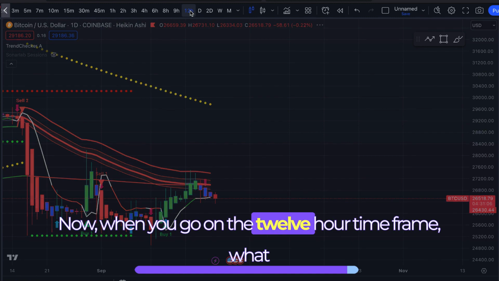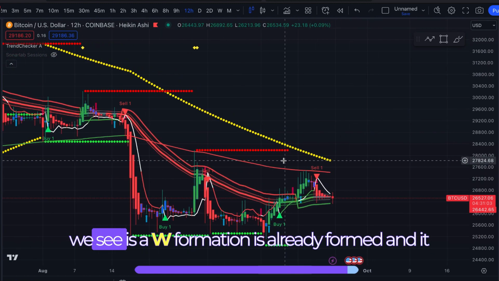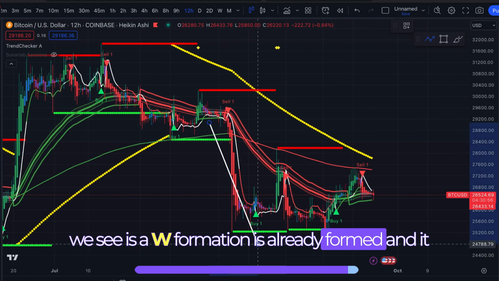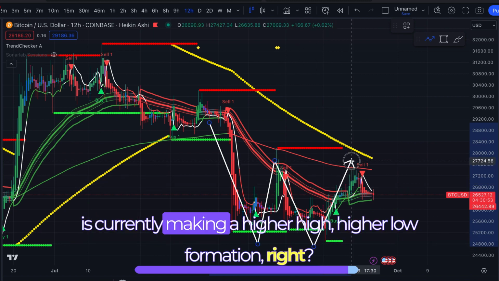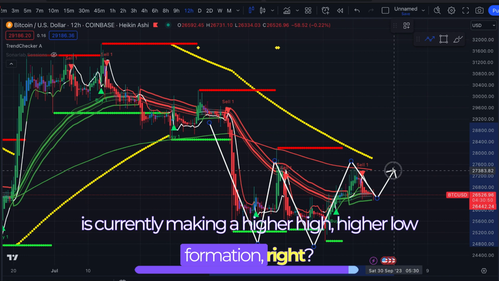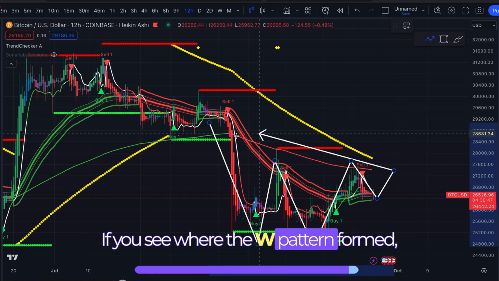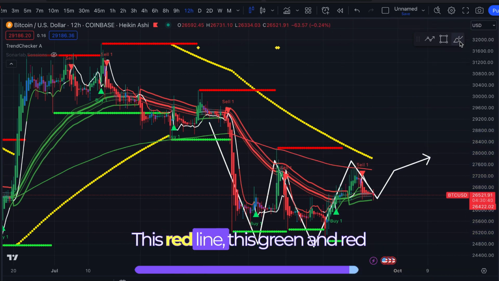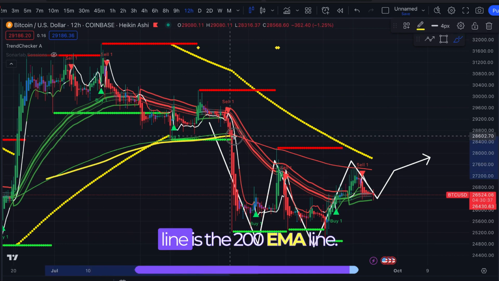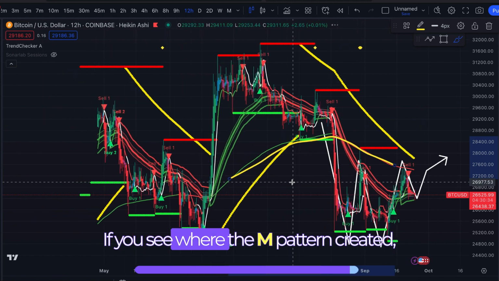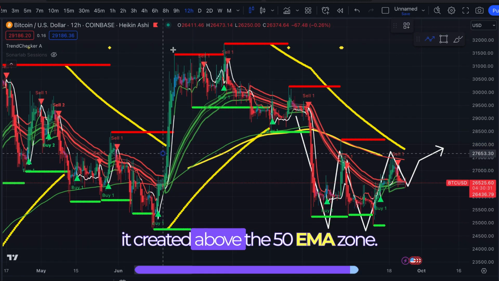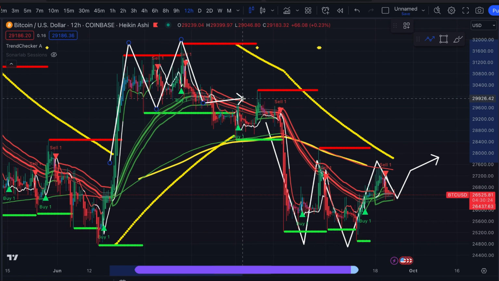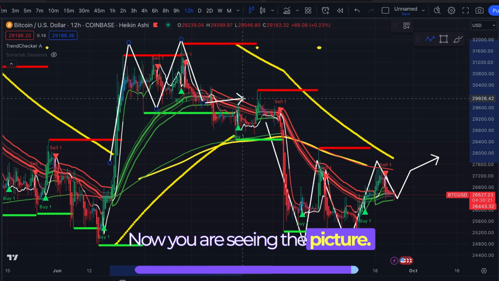Now when you go to the 12-hour time frame, what we see is a W formation is already formed, and it is currently making a higher high, higher low formation, right? If you see where the W pattern formed, it is near and under the 200 EMA line. This green and red line is the 200 EMA line. If you see where the M pattern was created, it was created above the 50 EMA zone. Now you are seeing the picture of what's happening.